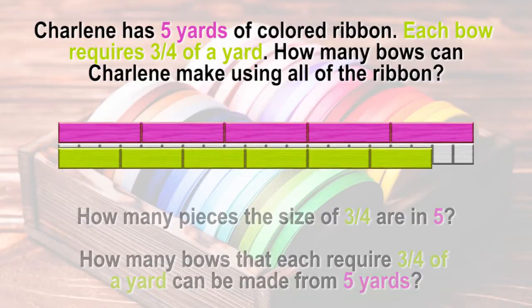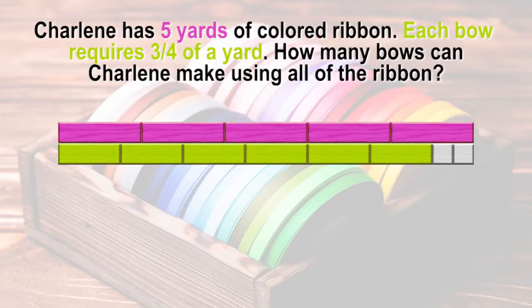6 of the light green rods fit alongside the 5 purple rods. We are then left with 2 extra white pieces that do not line up with a full light green rod. How do we describe these last 2 white pieces? Each white rod represents 1/4 of a yard in relation to the purple rods, so the 2 last white rods represent 2/4 of a yard. But that information doesn't really answer the question. We are concerned with how many bows can be made from the length of 5 yards of ribbon.